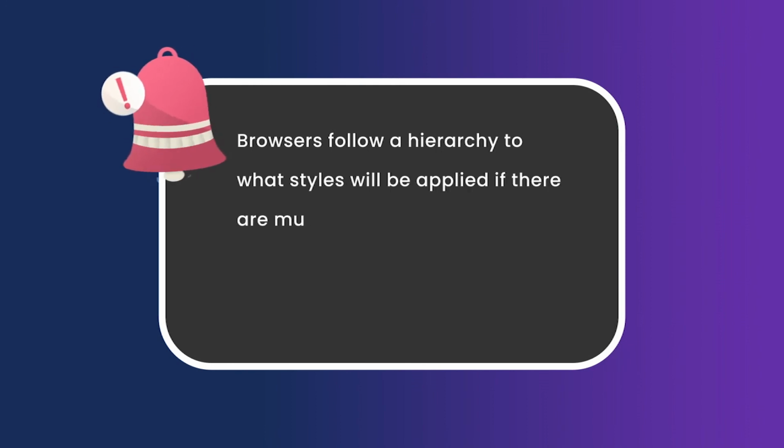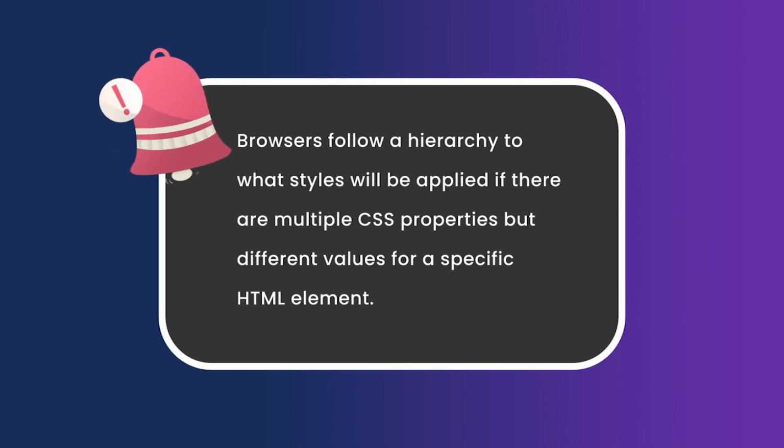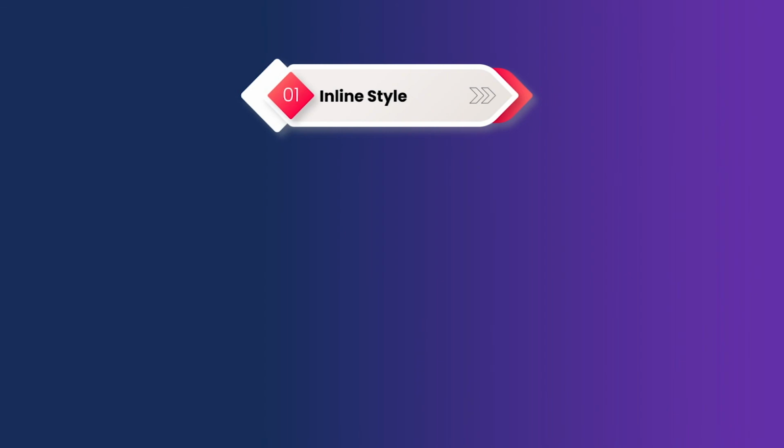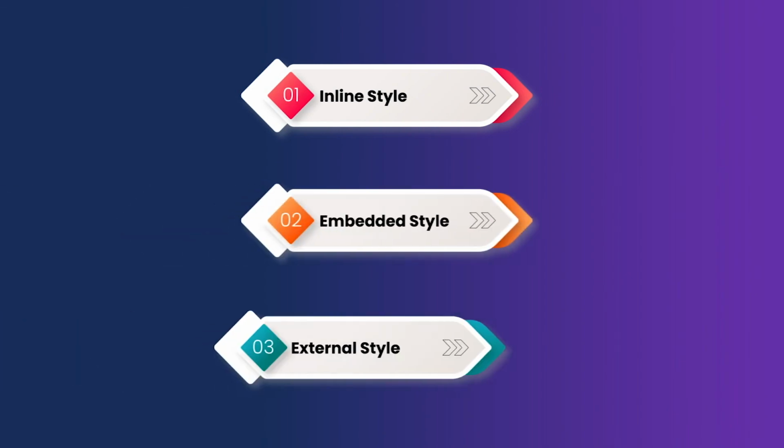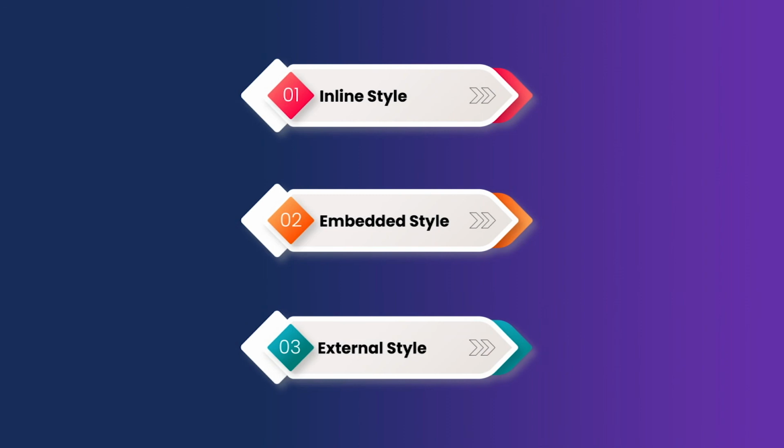Last reminder before we end this episode. Browsers follow a hierarchy to decide what styles will be applied if there are multiple CSS properties but different values for a specific HTML element. The top level style will be the inline styles. Next are the embedded styles, and last are the external style sheets. We'll have a separate episode where I'll be explaining the complexity of CSS hierarchy.